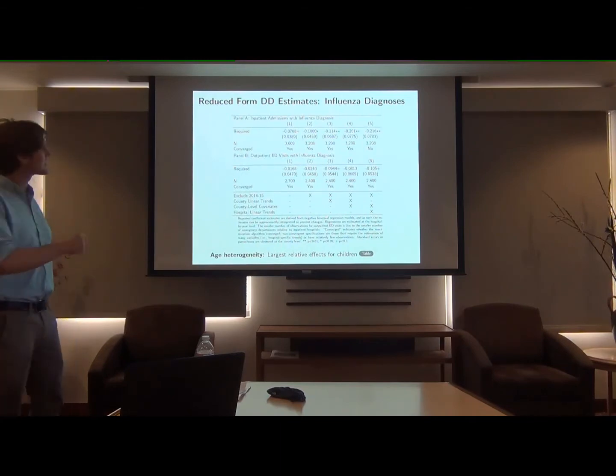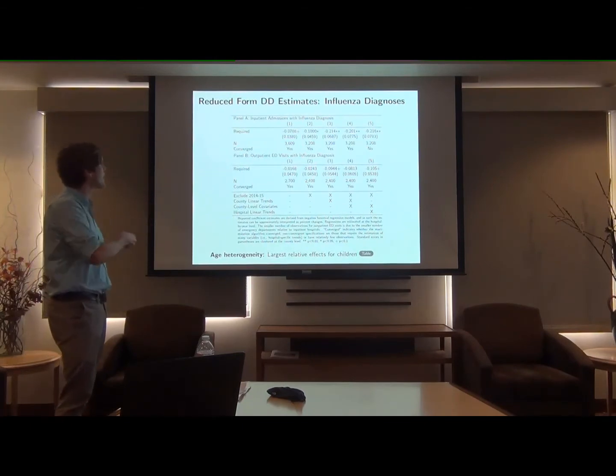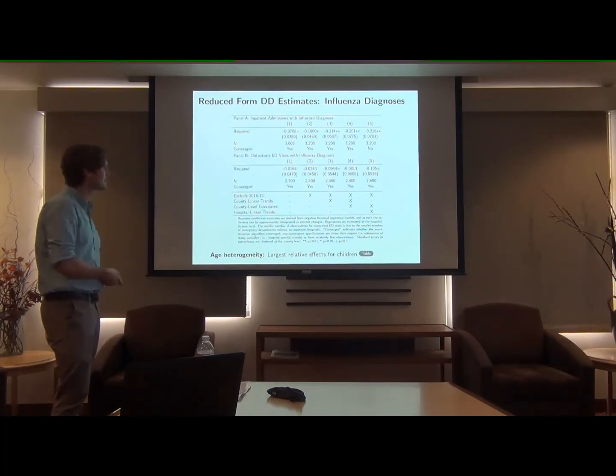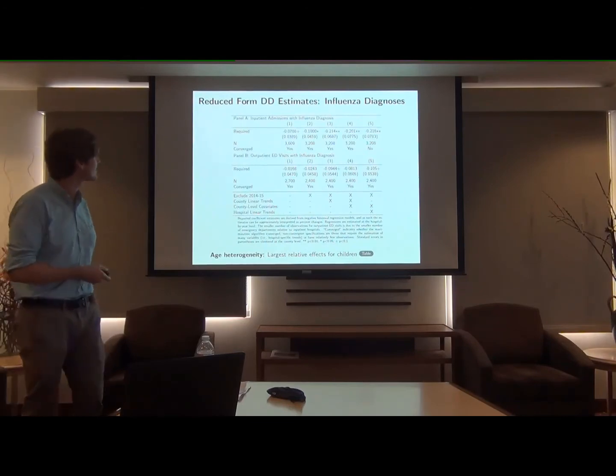Okay, a couple more notes on this. This is the same results in tabular format here. Top panel is inpatient admissions, bottom panel is outpatient visits. Bunch of different specifications here. The first column is the most parsimonious, basically no trends or controls or covariates.